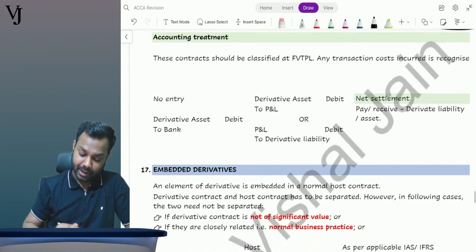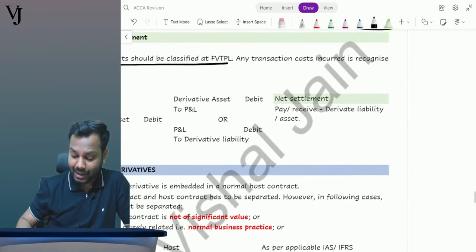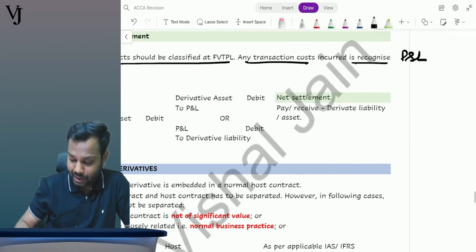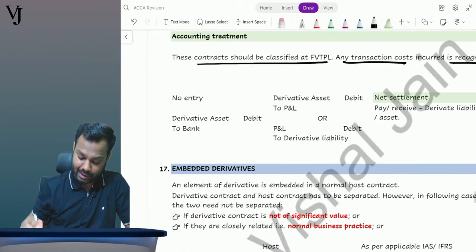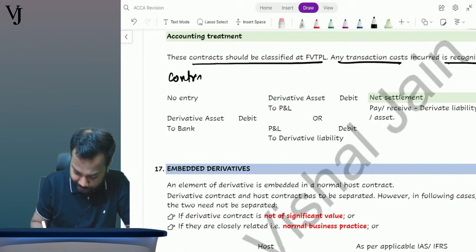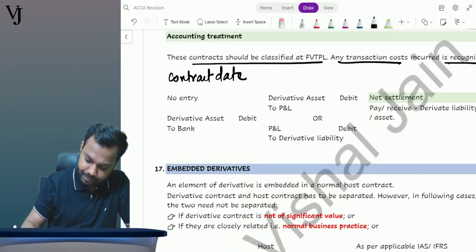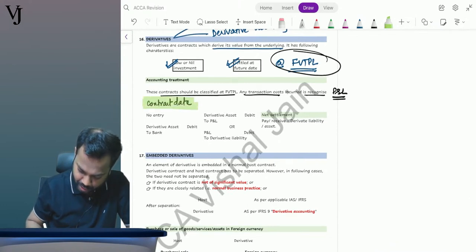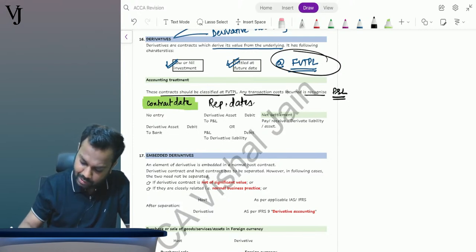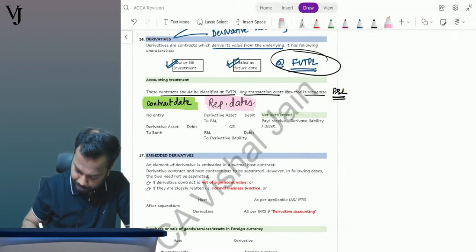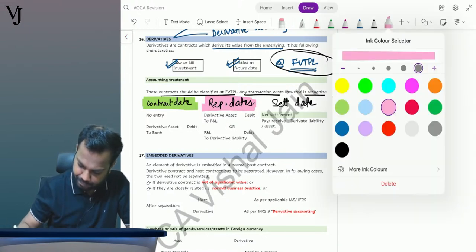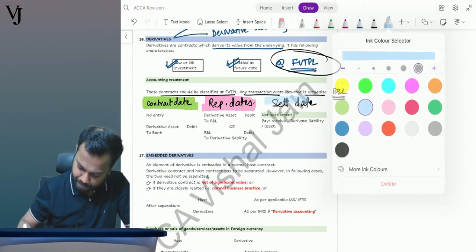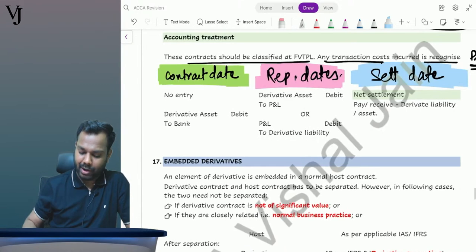Now, what should be the accounting treatment? These contracts should be classified at FVTPL. Any transaction cost incurred is recognized in P&L. Now, understand the journal entry. On contract date, on each reporting date, and on the date of settlement. So on contract date, I will pass no entry.